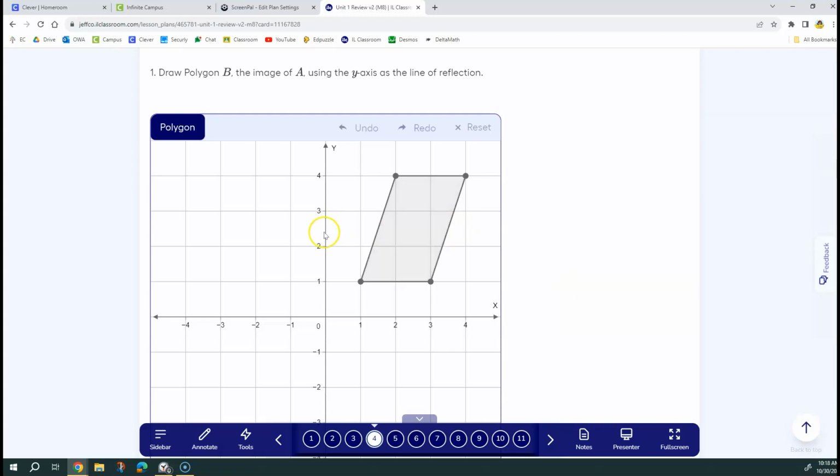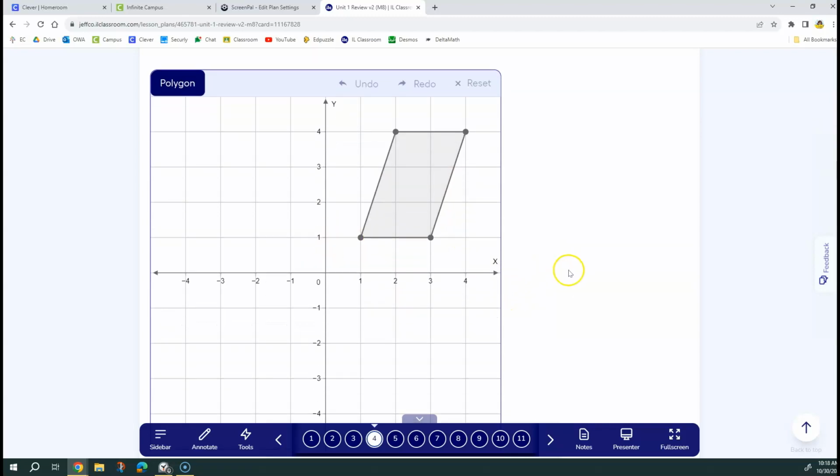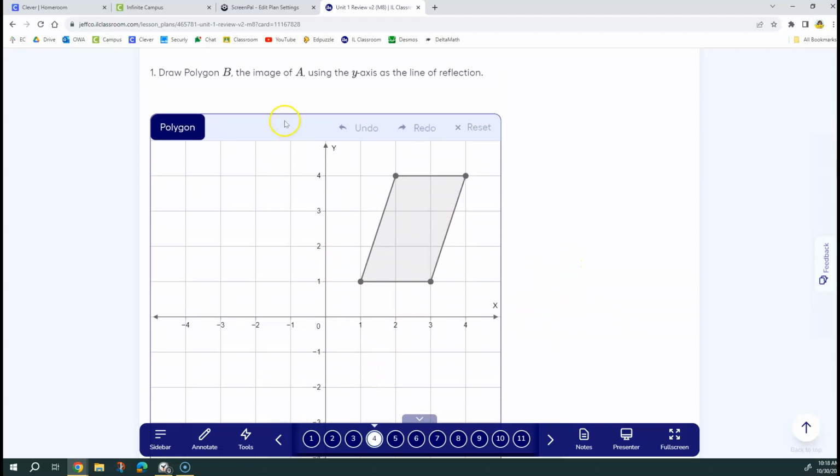So here is another way you can use tracing paper. There's all kinds of different ways you could do this. Here's another way that might make sense to some of you. Since every point has to line up, if we could fold, I am going to use my line of reflection and go point by point to put each new point on here. So for instance, the y-axis is my line of reflection. I'm going to do this point first.